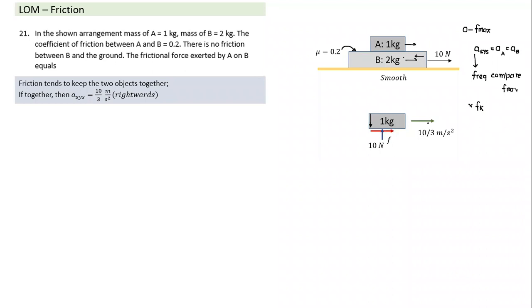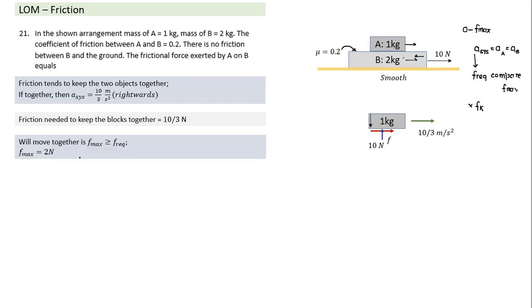The friction force required to keep the blocks together is equal to m·a, which is 10/3 Newton. Now I compare the next part. This is the friction required, but is this kind of friction possible to act here or not? Is our assumption valid or not? So we check Fmax. What is Fmax here? Fmax is equal to mu times normal reaction, so 0.2 times 10. Fmax is only 2 Newton. This required friction is 3.3 Newton. It means our assumption was incorrect. The two blocks will not move together.